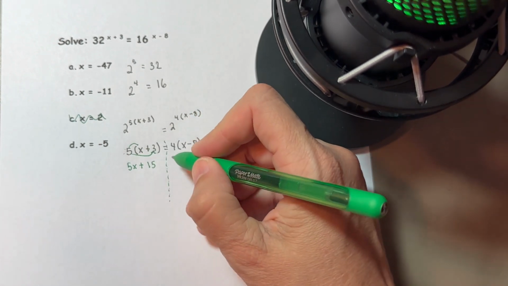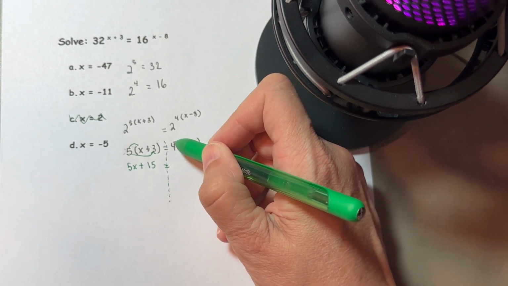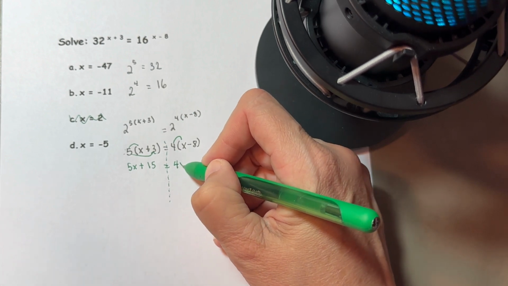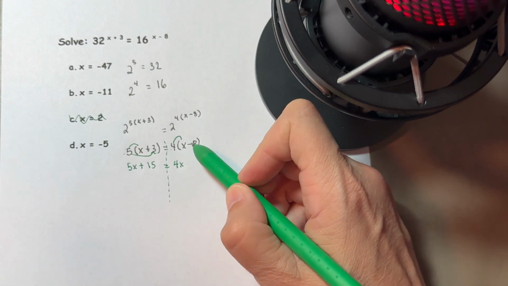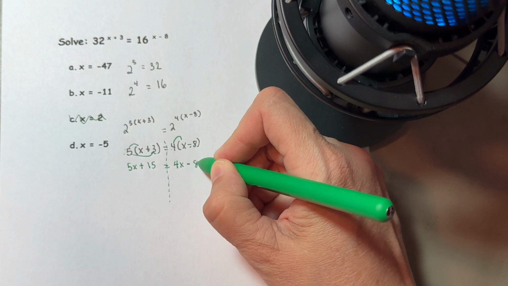We need to do the same thing on the other side. We got to distribute this 4 throughout the parentheses. A positive 4 times a positive x is a positive 4x. A positive times a negative is a negative. 8 times 4 is 32.